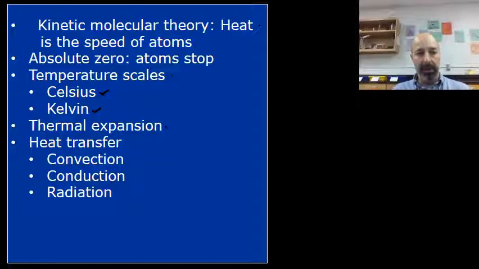We have the idea of thermal expansion. As atoms heat up, they start bumping into each other harder and they spread apart. We have different types of heat transfer. We have convection, hot stuff rises, cool stuff sinks. We have conduction, atoms bumping into each other and heat moving through a substance in that way. And we have radiation, the way that heat gets to us from the sun by waves.